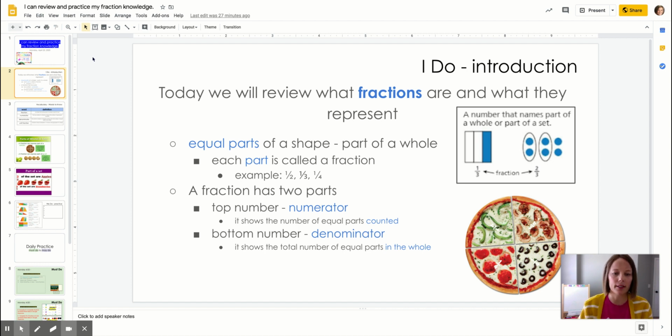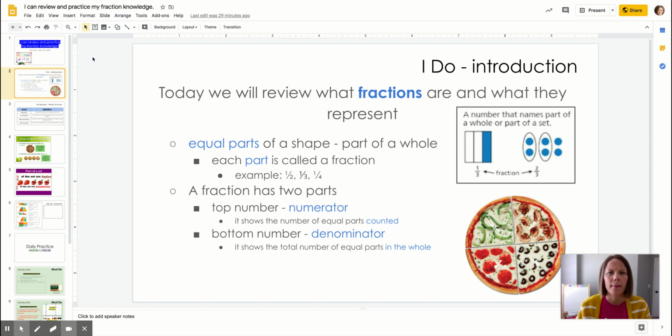Some examples of fractions are 1/2, 1/3, 1/4, and many, many others, but these are just a couple of examples to help refresh your memory. In every fraction, there are two parts. The top number of a fraction is called the numerator. This numerator shows the number of equal parts that are being counted or represented. The bottom number of a fraction is called a denominator, and this shows the total number of equal parts that are in the whole thing that we're talking about.